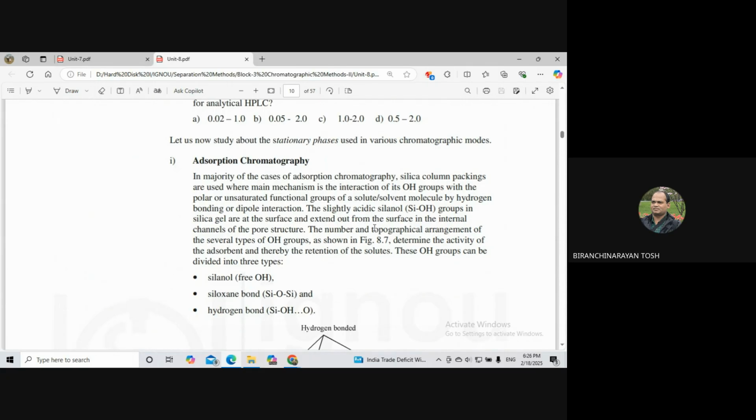and is used where the main mechanism is the interaction of its hydroxyl groups with the polar or unsaturated functional groups of solute or solvent molecules by hydrogen bonding or dipole-dipole interaction. The slightly acidic silanol, that is the silicon hydroxyl group in silica gel, is at the surface and extends out from the surface in the internal channels of the pore structure. The number and topographical arrangement of the several types of OH groups is given in the figure.